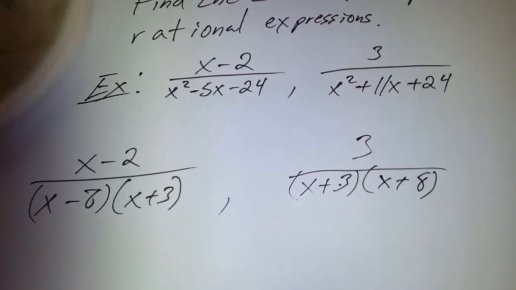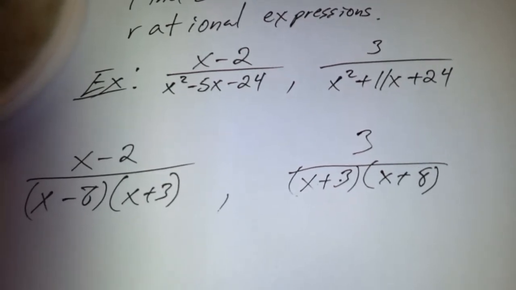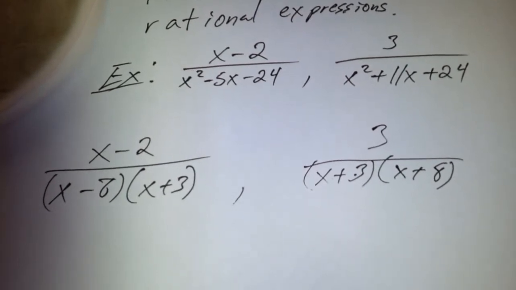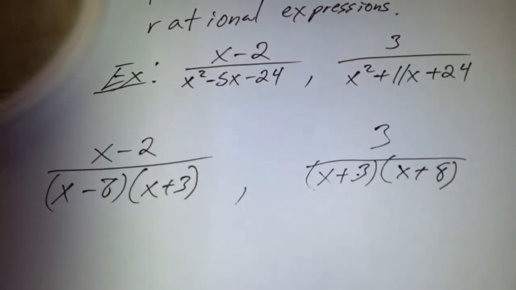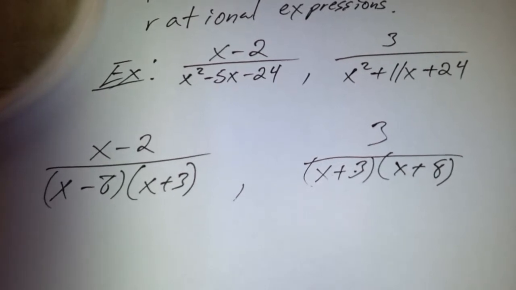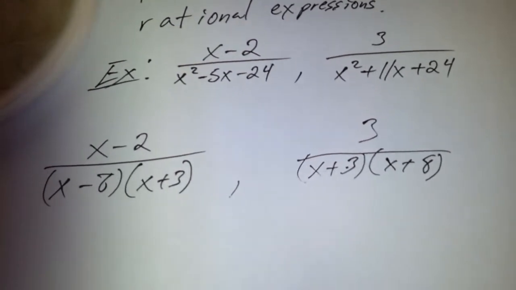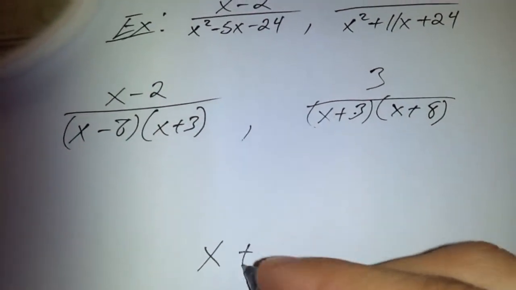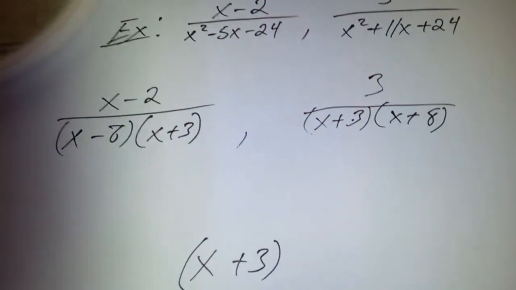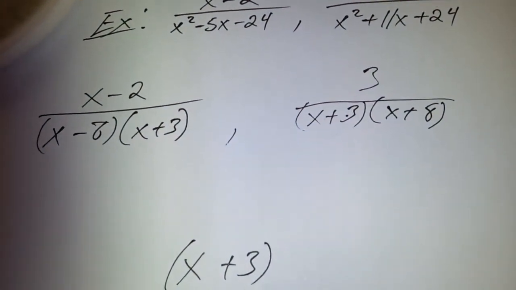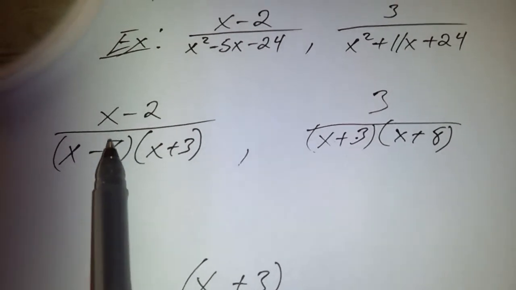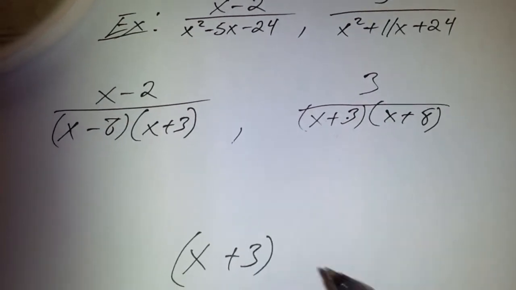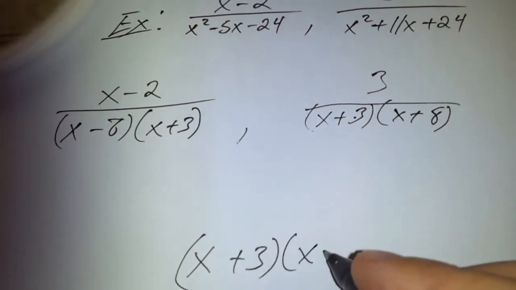Now, it wanted for us to find the least common denominator. Look at these denominators and see if they have anything in common. They do. What is it? It's x plus 3. Since x plus 3 is in common, we just write that part down. Then we look to see what is not in common. This one over here has x minus 8. This rational expression does not. So that means for our least common denominator, we're going to need an x minus 8.